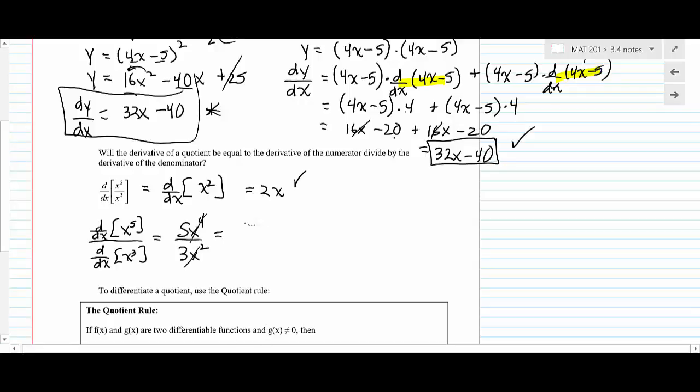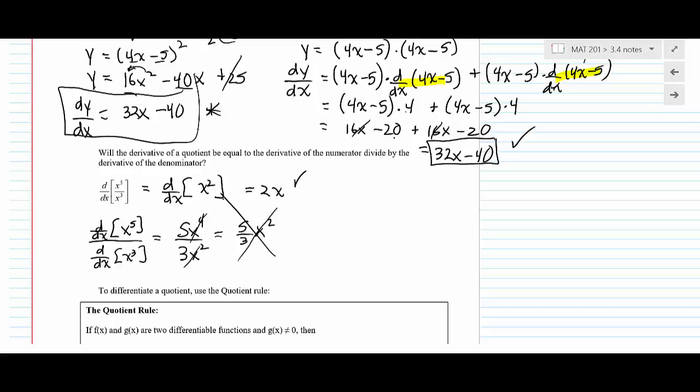4 minus 2 is 2. So you get 5/3 x to the second. We're out of luck. It doesn't work. Okay, so the thing is, mathematicians had to figure out a way to do quotients. Because they get really complicated, so we proved and developed what we call the quotient rule.